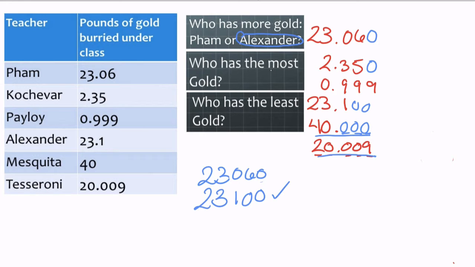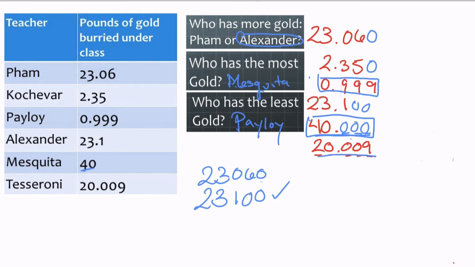All right, who has the most gold? Well, it looked like Mosquita used to have maybe the least, right? With only 2 digits, 40. But when I compare that to all the other numbers, it looks like 40,000. 40,000 is the greatest number. So let's say Mosquita has the most. And who has the least? Well, Mr. Paloy, who at one point I thought maybe had the most, had all those 9s, has only 999 pounds here. So it looks like he has the least.